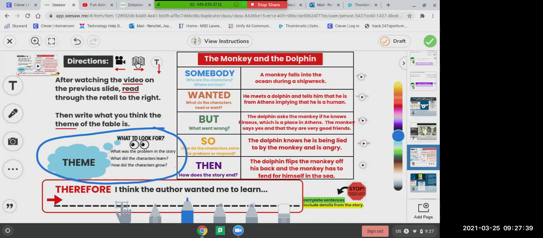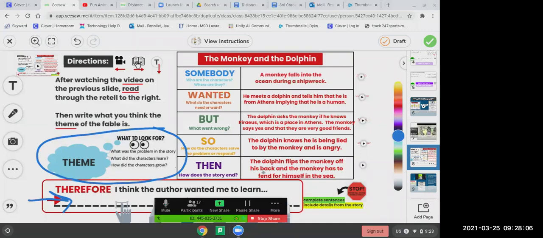I'm going to put you back into your breakout room. I want you to come up with a theme, the lesson or message the author wants us to learn. Remember, just like yesterday, you're going to record it on the black dotted line. Our sentence stem says, therefore, I think the author wanted me to learn. I'm going to get you set up in your breakout rooms, and you're going to finish identifying the theme with your group.